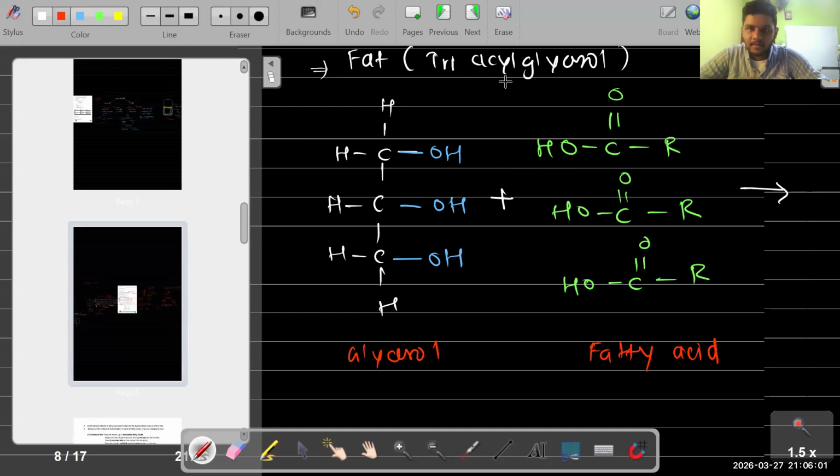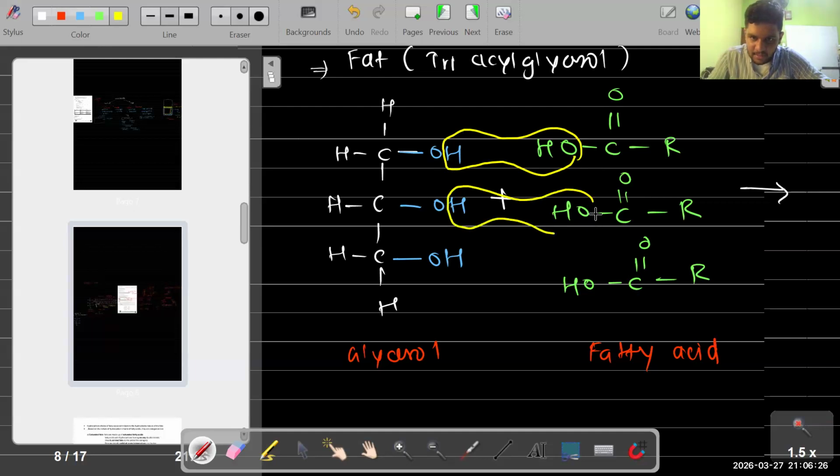Now we'll draw this like this. Carefully see. The hydroxyl, oxygen and hydrogen from the fatty acid, and hydrogen from glycerol will be removed. Again, the hydroxyl or OH from the fatty acid and hydrogen from glycerol will be removed. Is it clear?